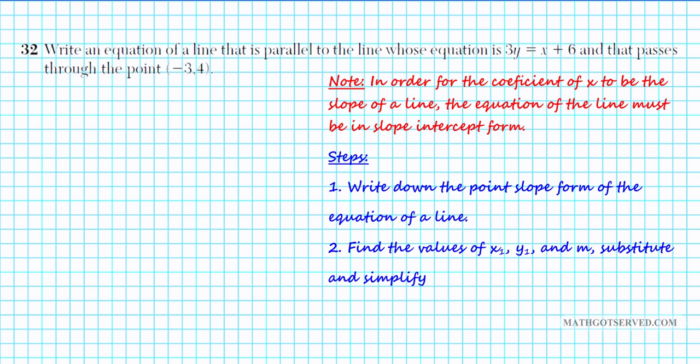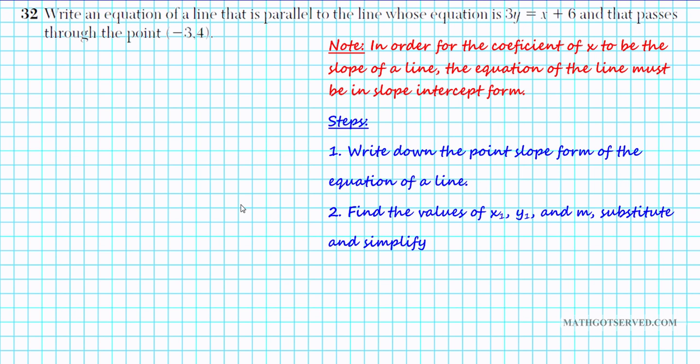All right, let's take a look at problem number 32. It reads, write an equation of a line that is parallel to the line whose equation is 3y equals x plus 6 and that passes through the point negative 3, 4.